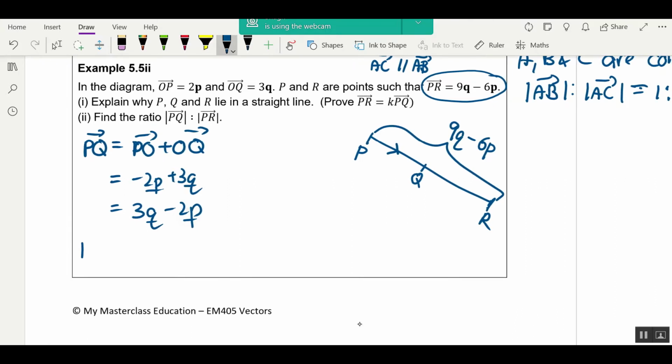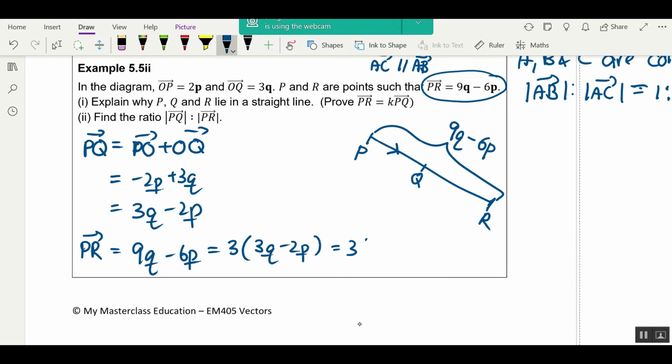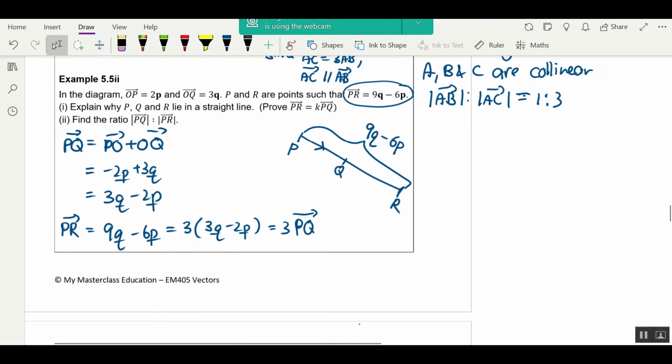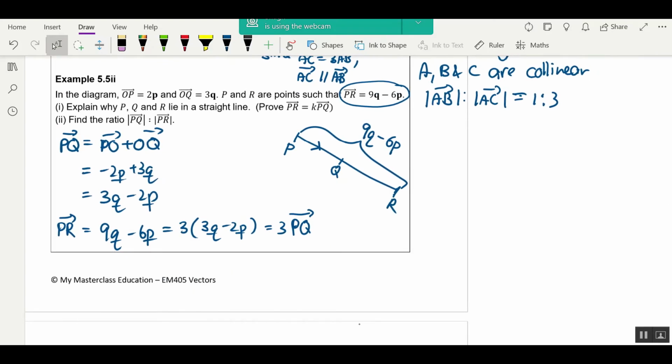Okay, and we know that PR is equal to 9Q minus 6P. And this is equal to 3 times of 3Q minus 2P, which is equal to 3 times of PQ. Okay, again, this magical fraction 3 comes in. Now, later I'll talk about what if the fraction is not nice. So what does it mean?